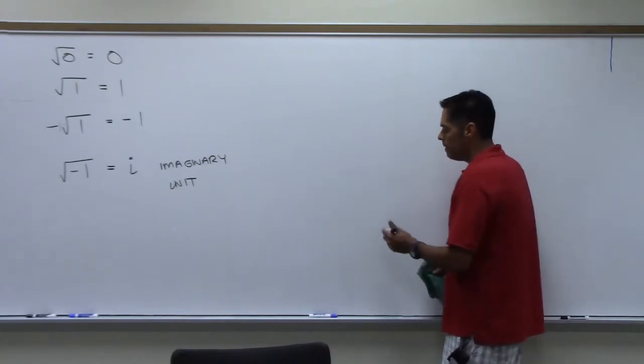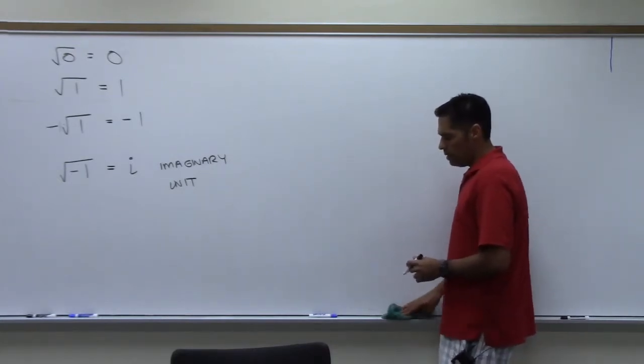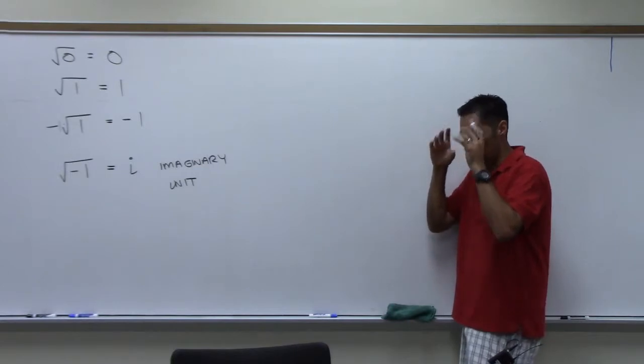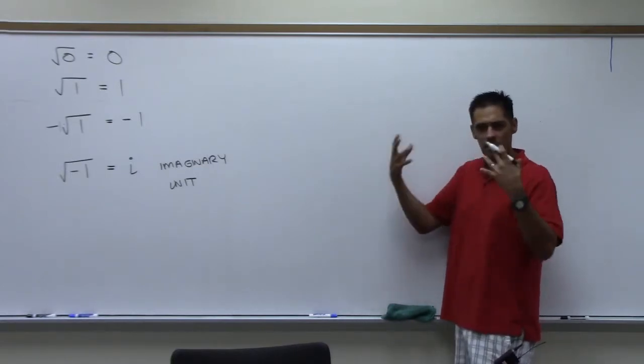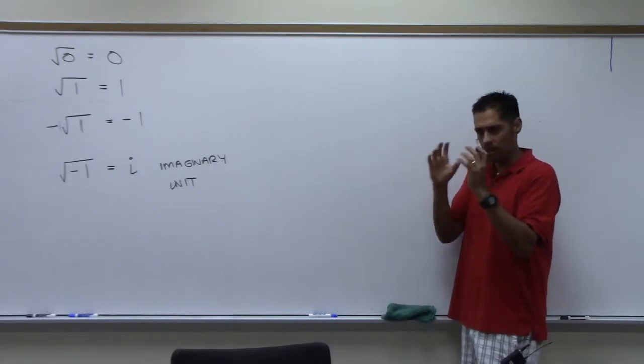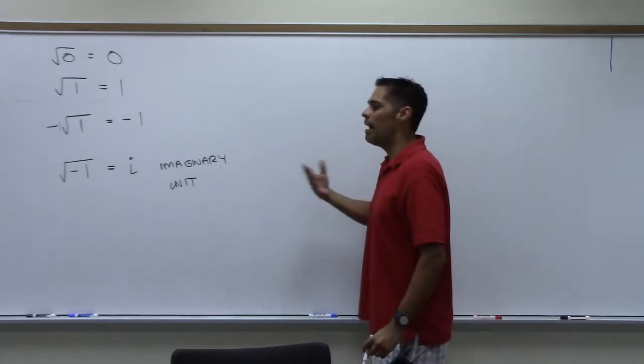It's kind of like putting on a different set of goggles and looking at the world in a different way. And if you do that, sometimes you can filter out all the noise and you can just see the stuff that you want to see. And imaginary numbers allow us to do that.